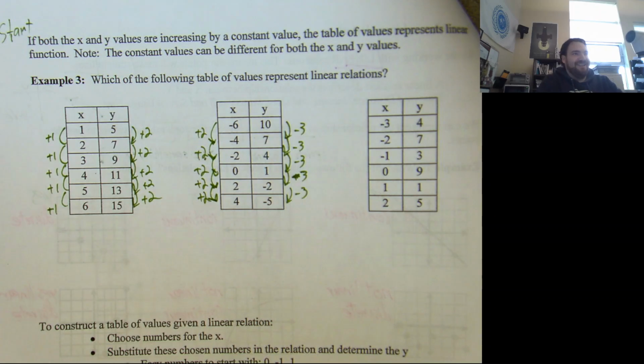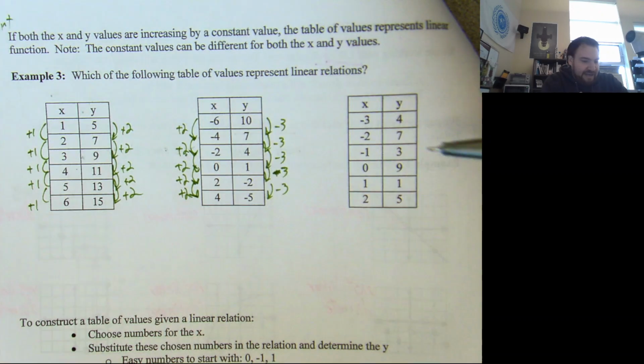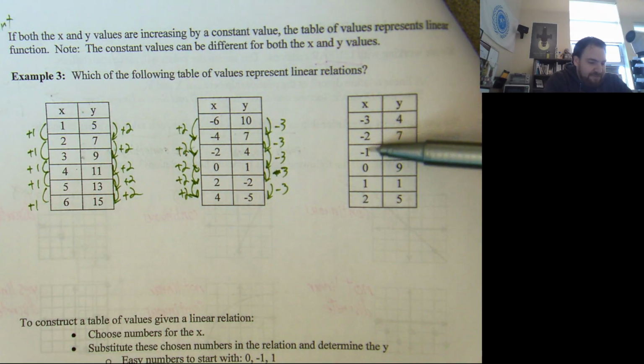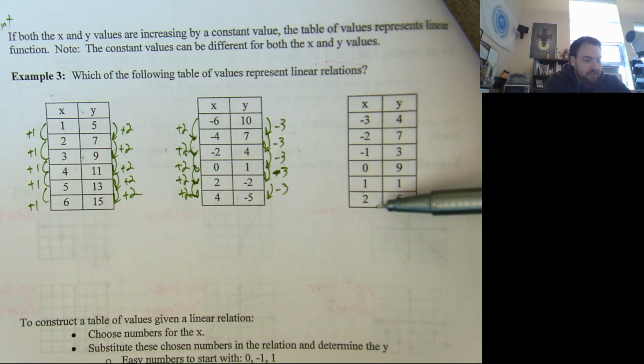Hayden. Not necessary. Let's look at the last one. Here's this one. I've got -3 up to -2 up to -1, 0, 1, 2. You're going up by 1.